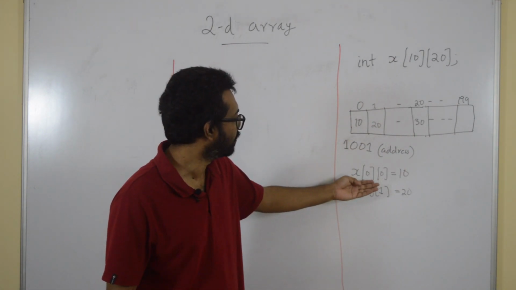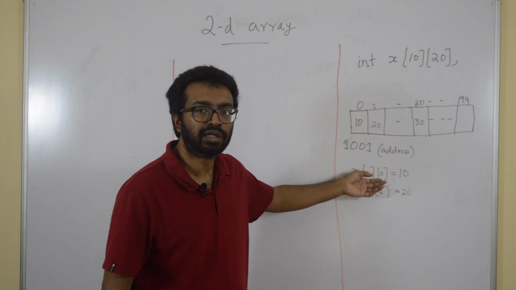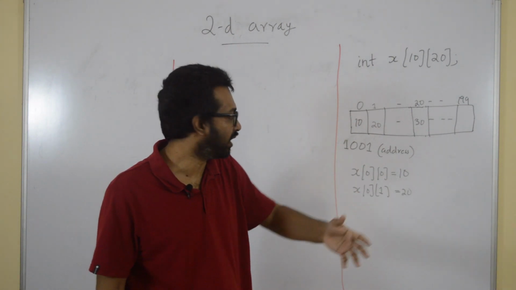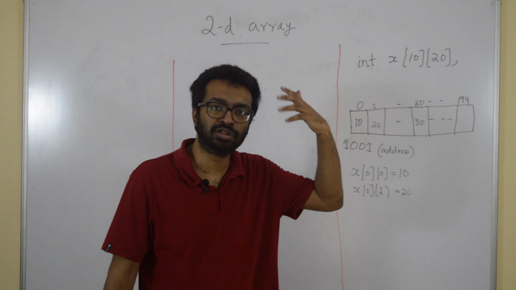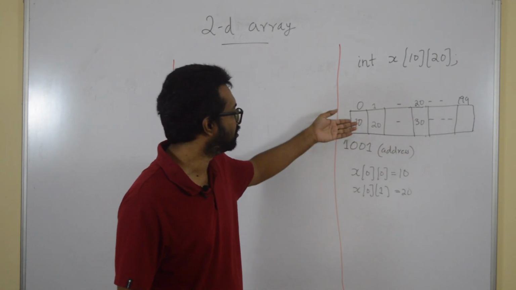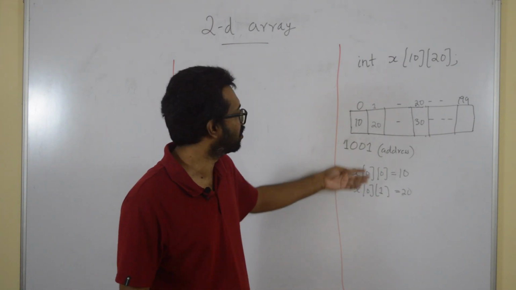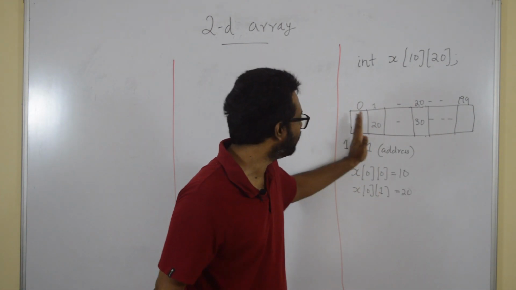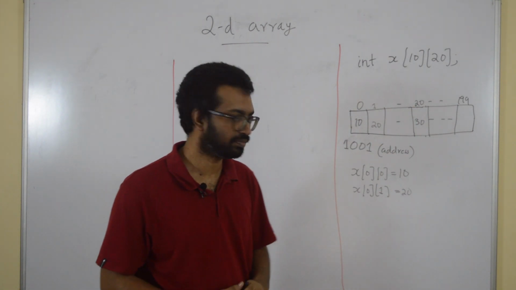We saw here that x[0][0], the 0th entry of the 0th row, is 10, that comes here. The first entry of the 0th row comes here, 20, etc. And so the first 20 elements will lie in the first 20 positions. Okay.